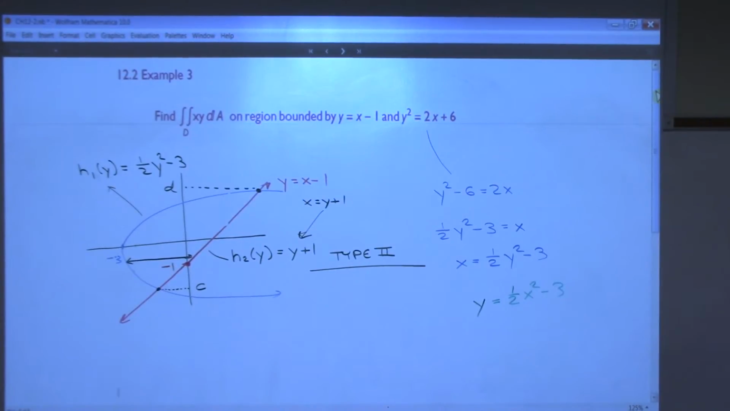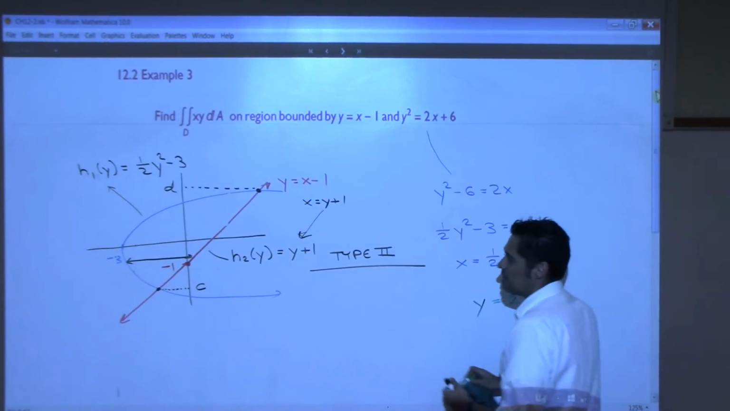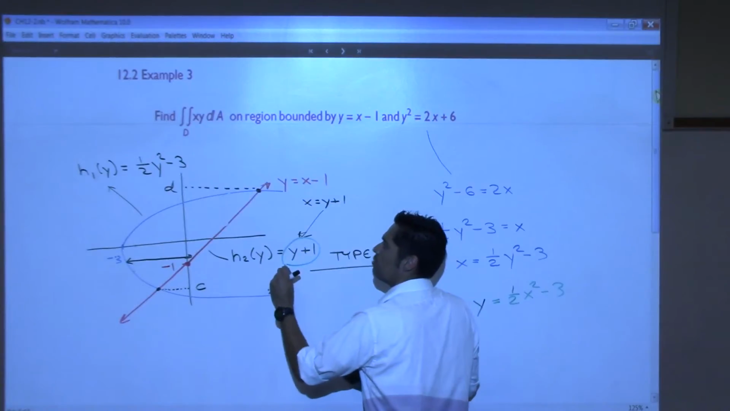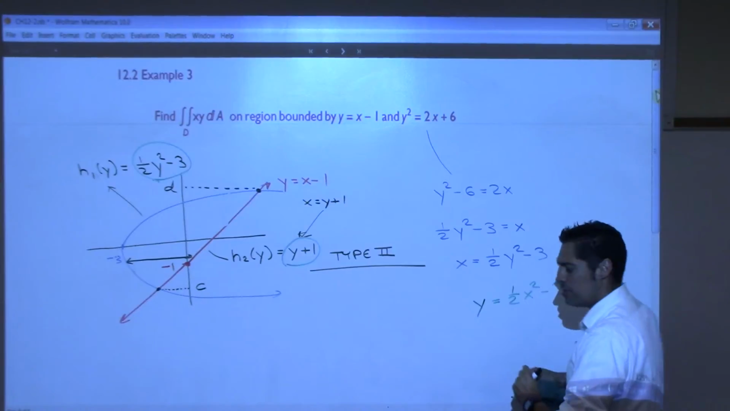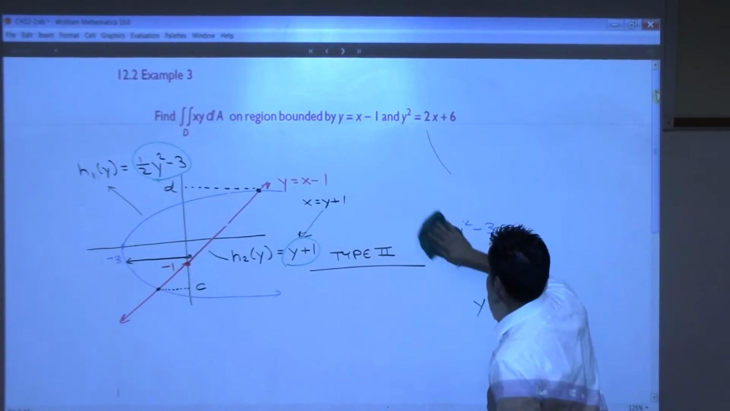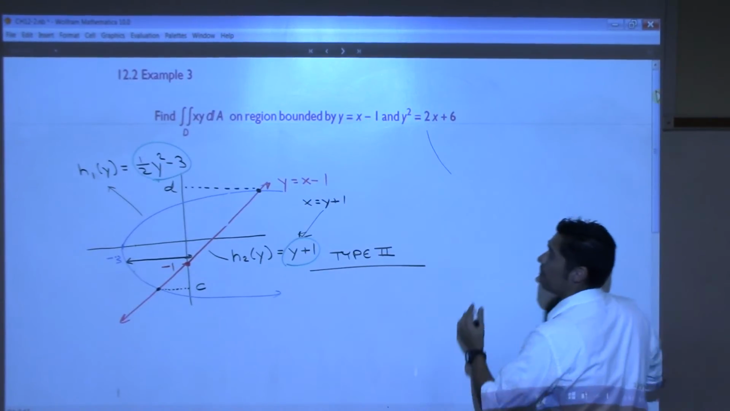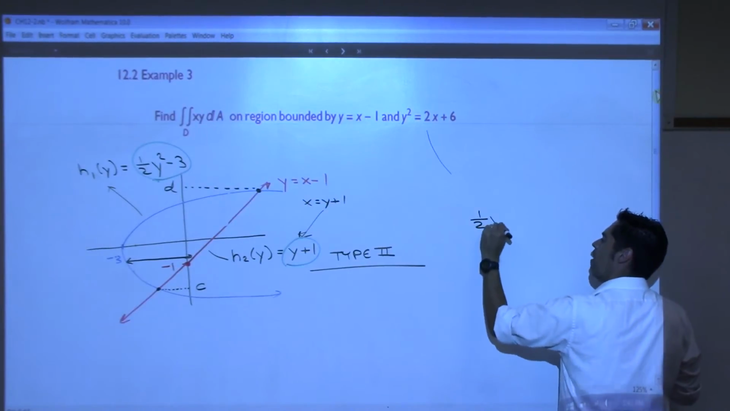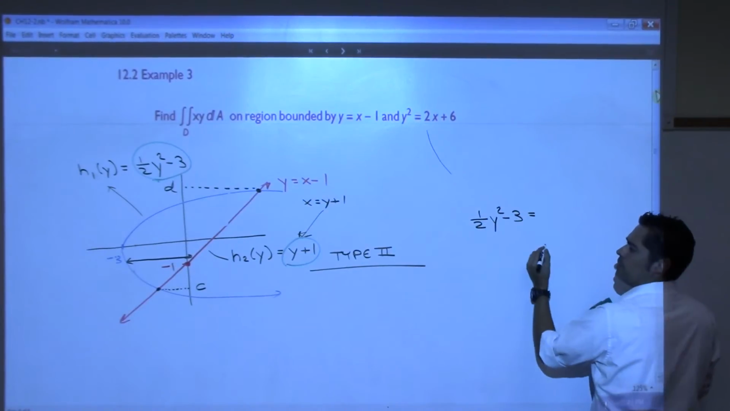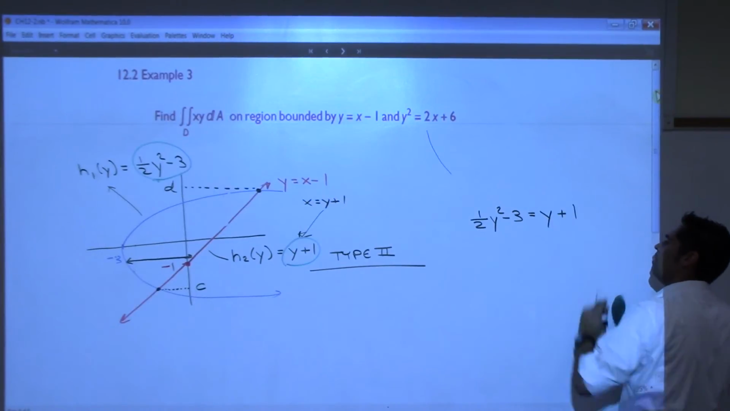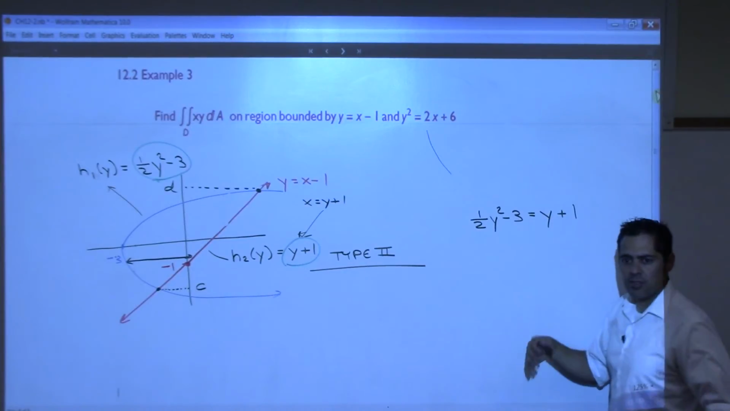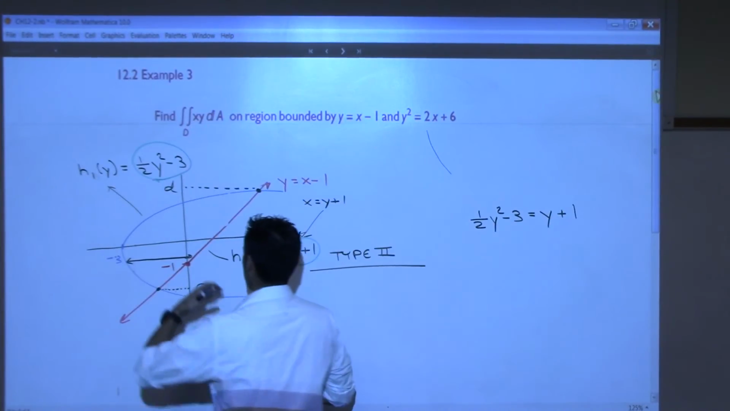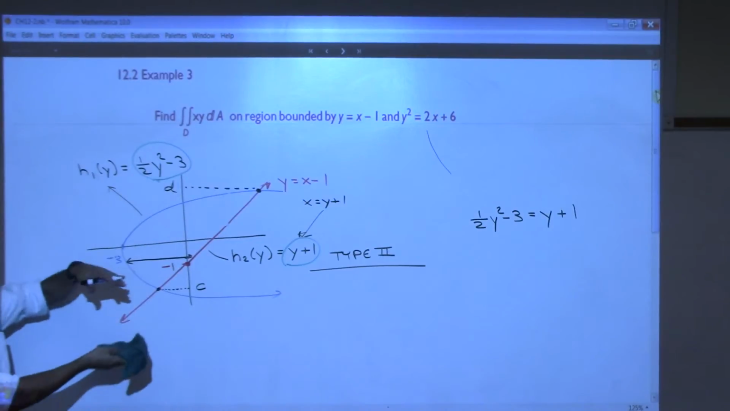Set them equal to each other, right? Set the functions equal to each other. In other words, set this equal to this, right? That will give us our intersection. So I'm going to set 1/2 y squared minus 3 equal to y plus 1. Notice that the equation that I'm using here has y's in it, so my answers are going to be y values, which is what I want because my type 2 region should have constants for y's.